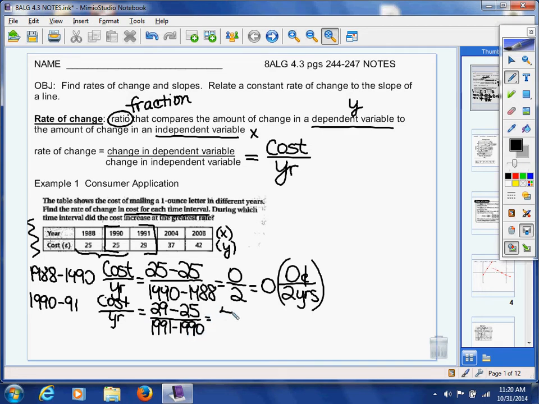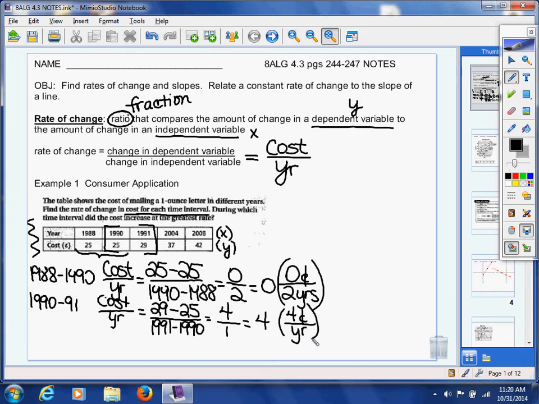And that means we have a change of 4 cents per year. Okay, so we have a rate of change of 4, which all it means is 4 cents per year, 1 year. That's what that means. So that's actually a pretty high jump when you look at it, when it didn't change at all in 2 years, and then all of a sudden in 1 year it went up 4 cents. So that's a pretty big jump.